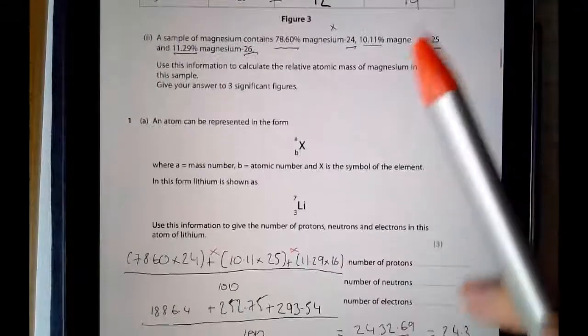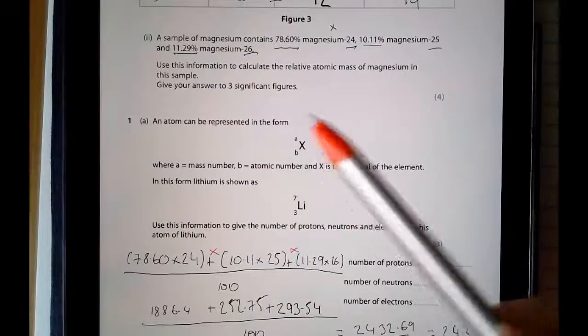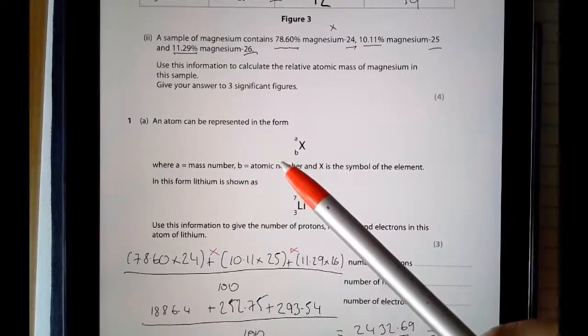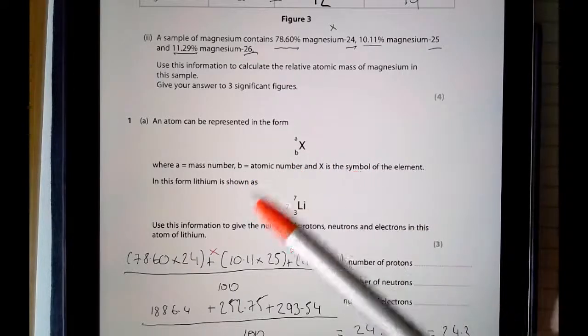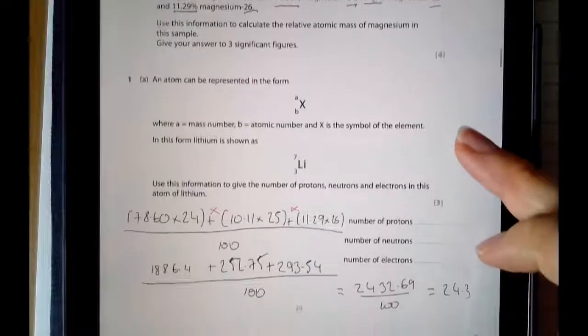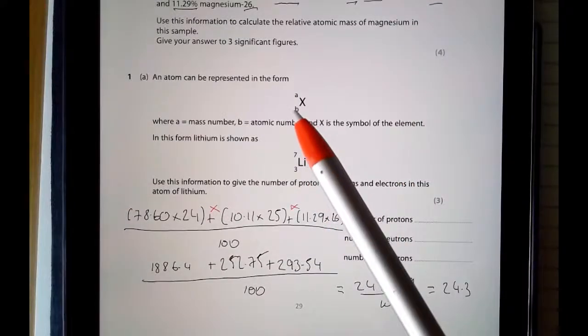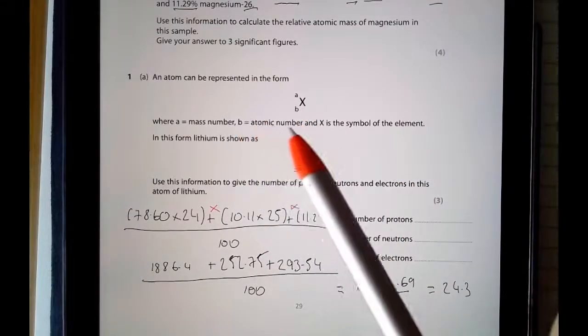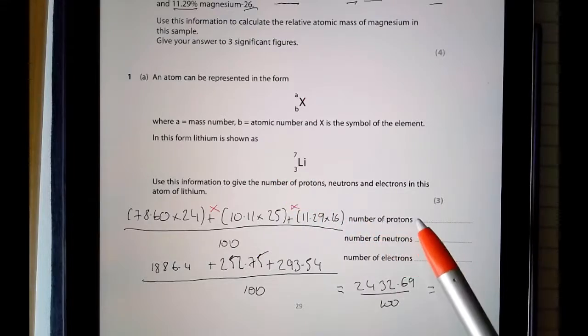The next question: an atom can be represented in this form. A is the mass number, B is the atomic number, X is the symbol. So they've given you this for lithium, so they're really making this quite simple for you, because they're telling you that the B here is the atomic number, and then they ask you for the number of protons.